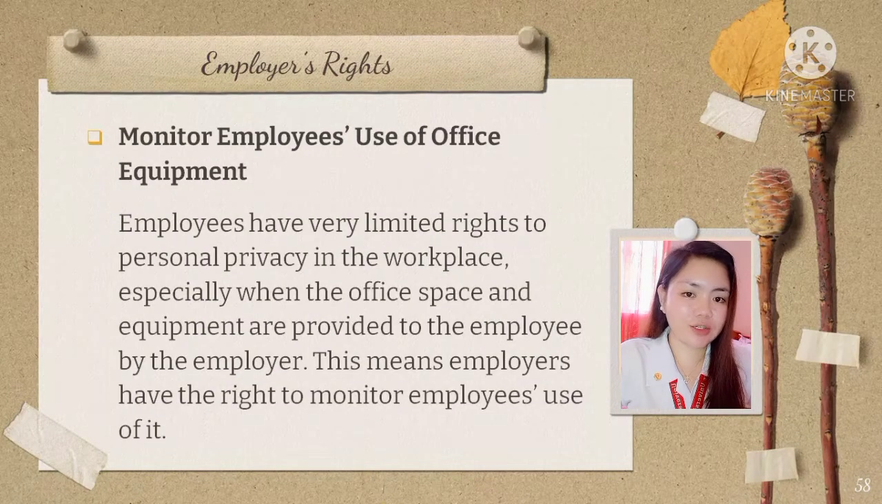Monitor employees' use of office equipment. Employees have very limited rights to personal privacy in the workplace, specifically when the office space and equipment are provided to the employee by the employer. This means employers have the right to monitor employees' use of it. So, mapapansin naman natin na sa isang opisina, for example, is a school faculty, wherein by cubicle lang ang pinaka-opisina ng isang teacher. And that faculty room and the cubicle ay provided ng school. So, in this case, the employer can monitor its employees.